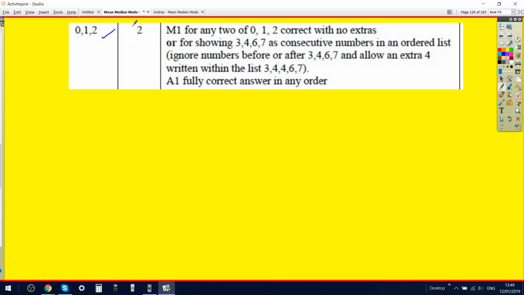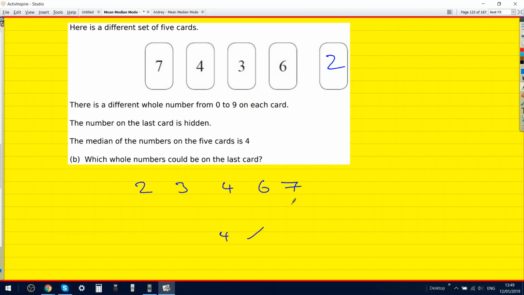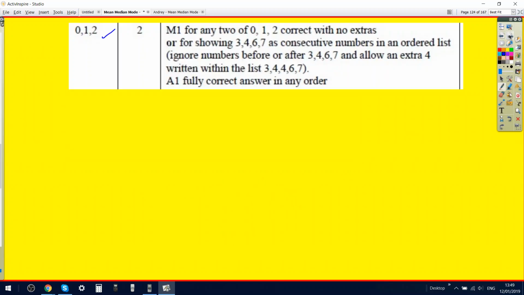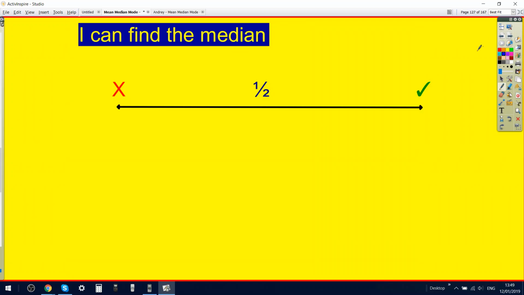Oh, so is that just... Okay. Yeah, so they said it was cards 0 to 9. So 2 or 1 or 0 would have worked. Basically, yeah, anything lower than 3, so that you end up with 4 in the middle. Okay, yeah, so that's it. That's similar. So median.